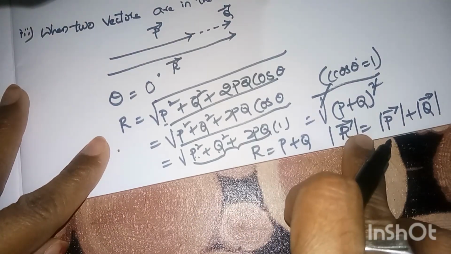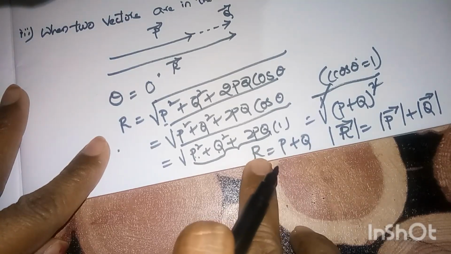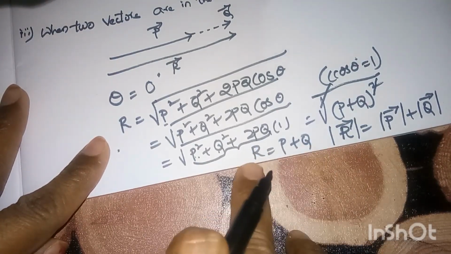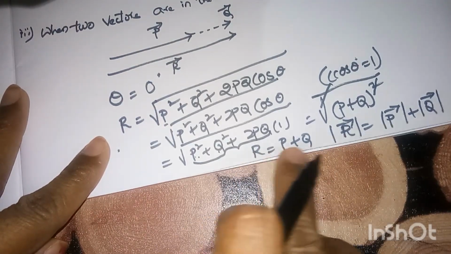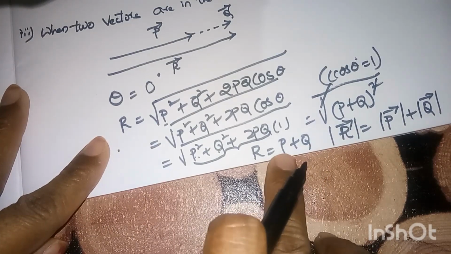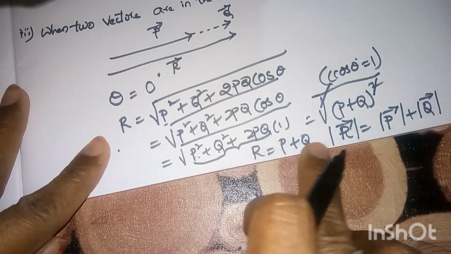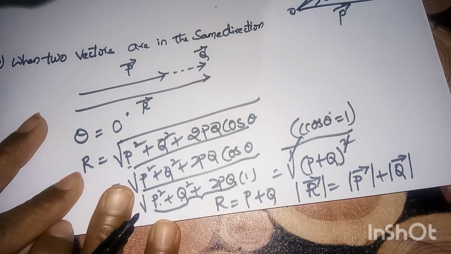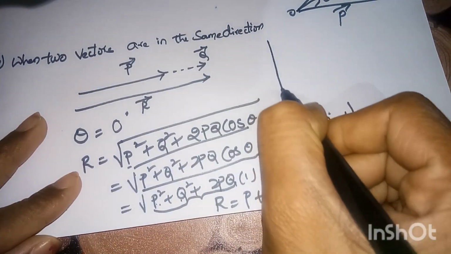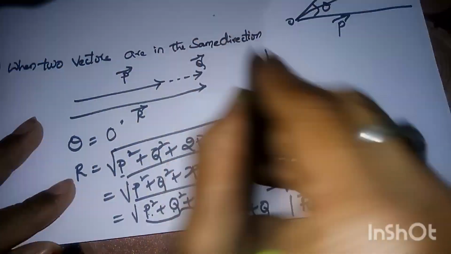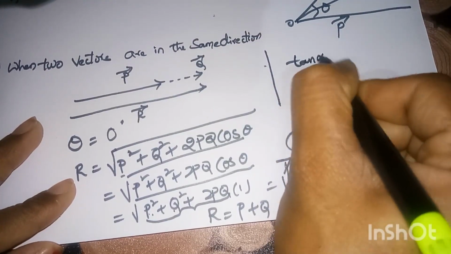So the magnitude of r bar is a scalar, so r equals p plus q. So the magnitude of the resultant is equal to the sum of the magnitudes of the two vectors. Now we are going to find the direction of the resultant. The direction of the resultant can be found with the help of tan alpha. Why am I taking tan alpha?